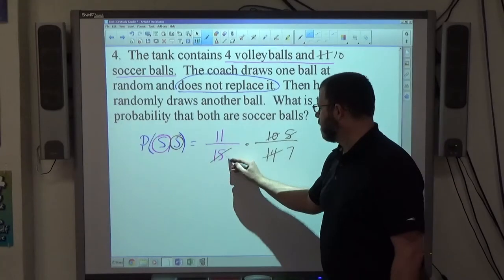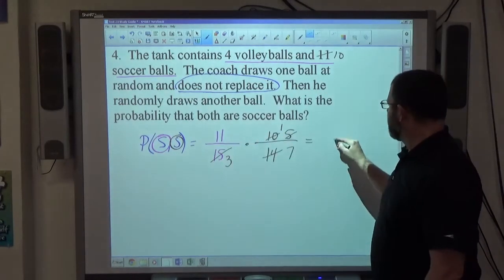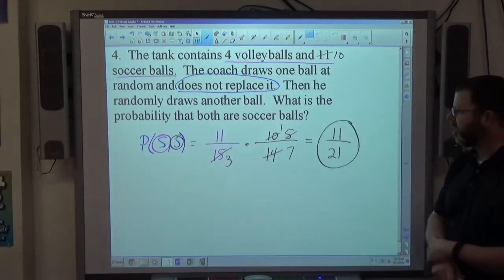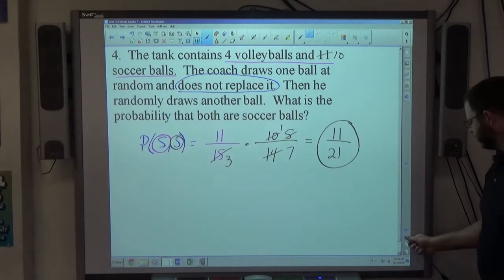5 and 15 reduced by 5. Nothing else reduces. 11 times 1 on top makes 11. 3 times 7 on the bottom makes 21. So 11 out of 21 is the probability that we get 2 soccer balls in that scenario.